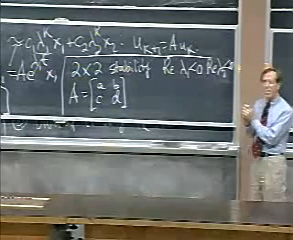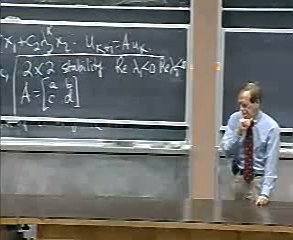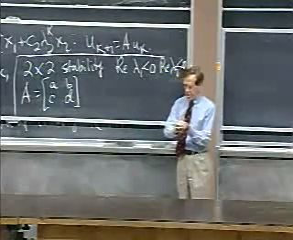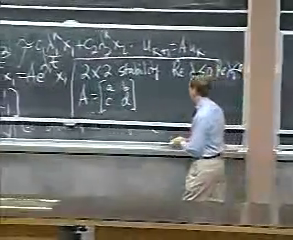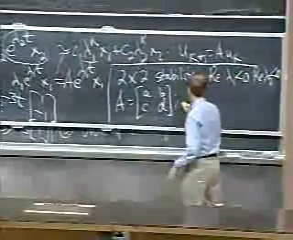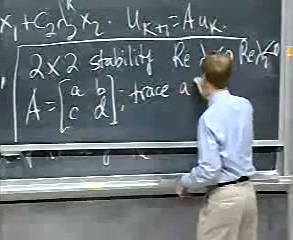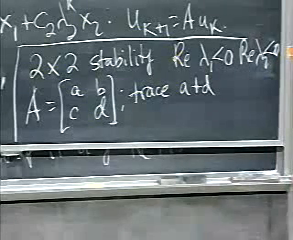How can I tell from looking at the matrix, without computing its eigenvalues, whether the 2 eigenvalues are negative, or at least their real parts are negative? What would that tell me about the trace? So the trace, that's this A plus D. What can you tell me about the trace?